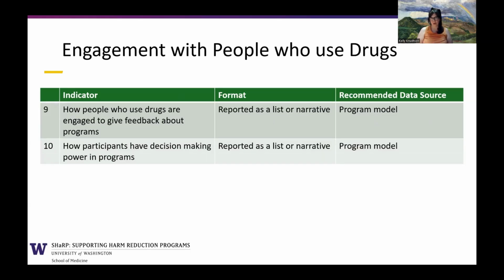The fourth domain is engagement with people who use drugs, which looks at the ways a program empowers people who use drugs, includes people who use drugs in decision-making, and collects feedback from people who use drugs to incorporate into programming. The indicators are how people who use drugs are engaged to give feedback about a program and how participants have decision-making power in a program.